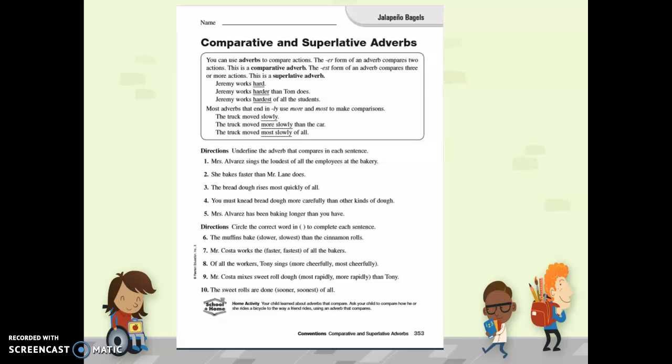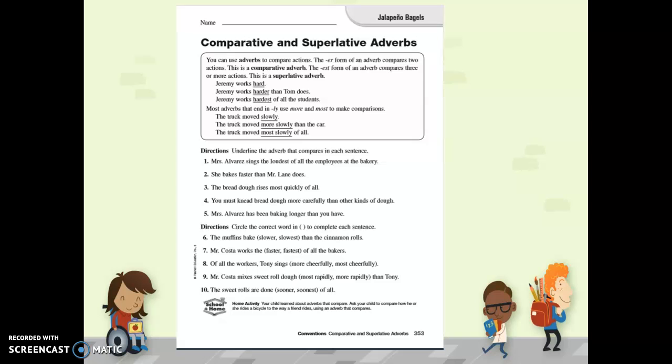If we see, the first example is not comparing, it just says how Jeremy works. In the second example, it compares Jeremy and Tom. How does Jeremy work compared to Tom? So Jeremy works harder than Tom. In number 3, Jeremy works hardest of all the students. The sentence compares Jeremy with other students. How does Jeremy work? He works hardest.